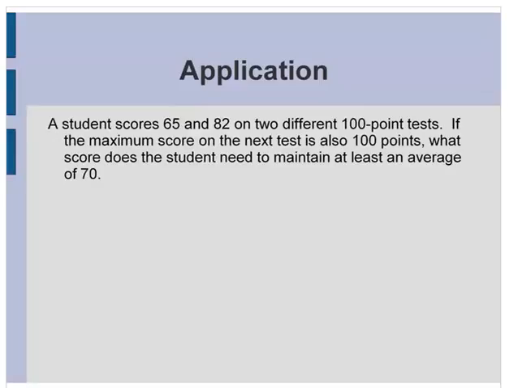And we'll finish with a couple of applications. The first application. A student scores 65 and 82 on 2 different 100-point tests. If the maximum score on the next 2 tests is also 100 points, what score does the student need to maintain at least an average of 70?